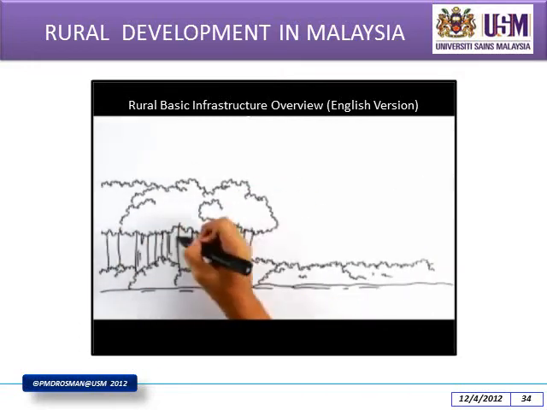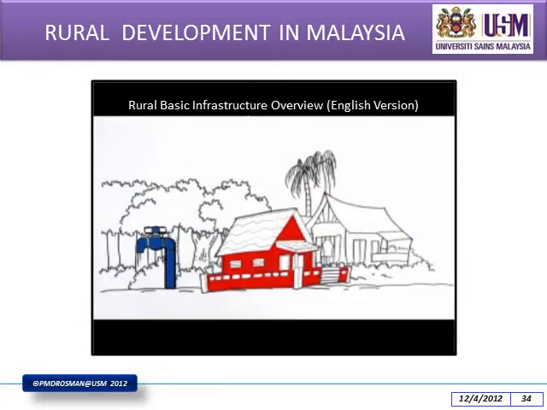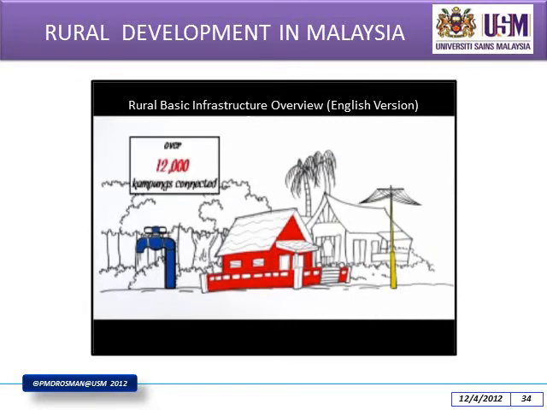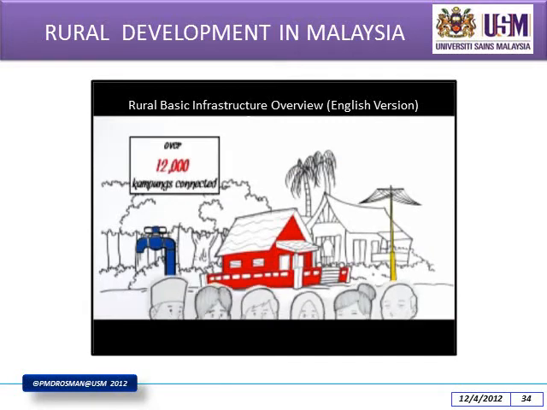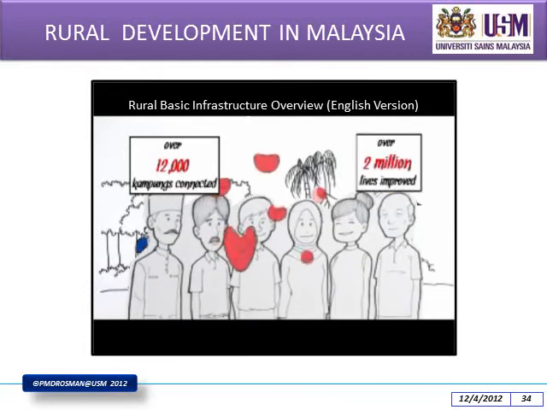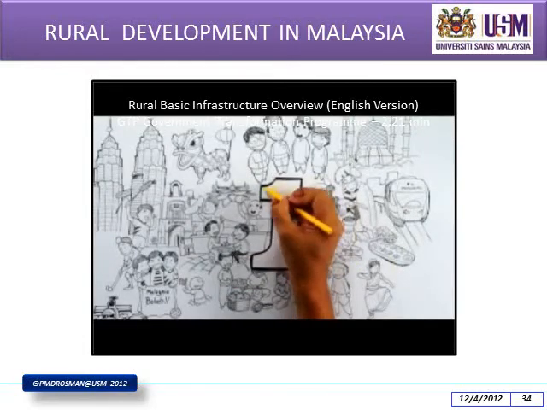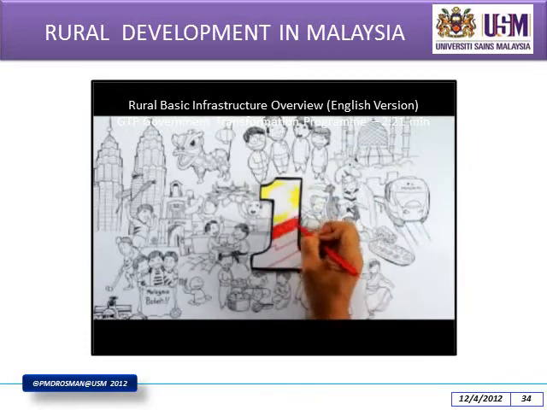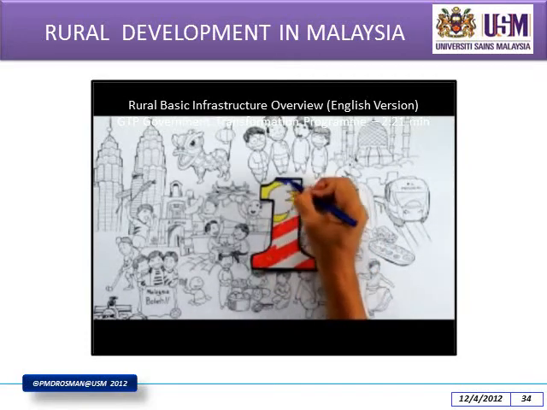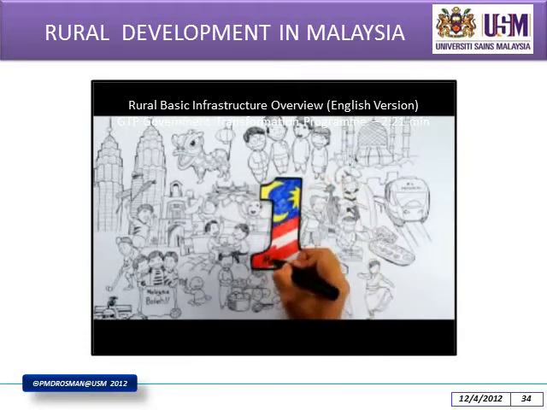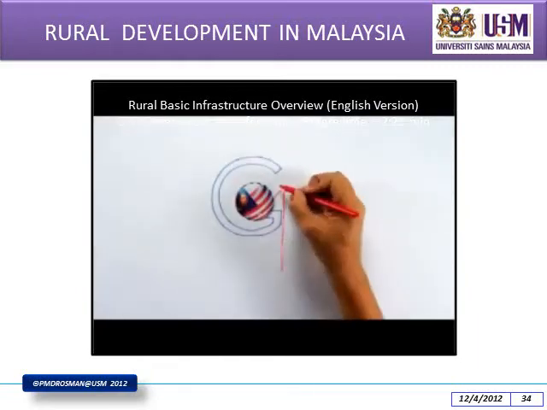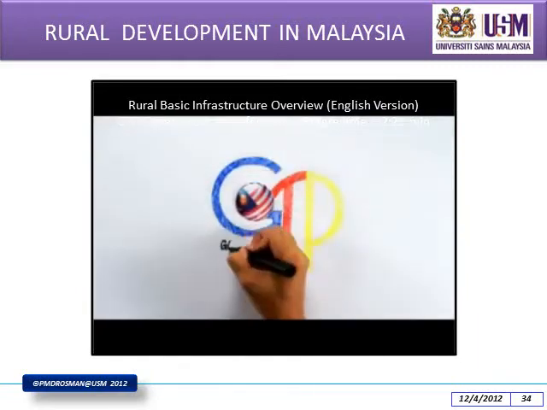Through our efforts towards improving rural basic infrastructure, to date, we have already connected over 12,000 kampungs nationwide and significantly touched and changed the lives of over 2 million people. The government is committed and will continue to pave the way towards providing the rakyat with an ever-improving standard of rural development. This is an initiative of the Government Transformation Program.